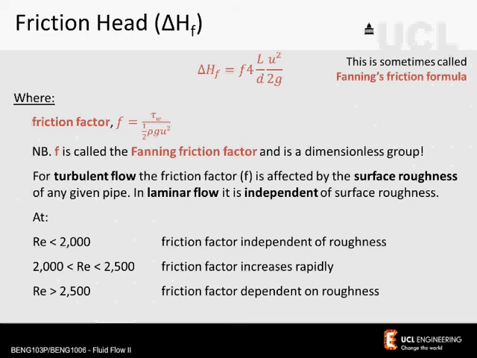For turbulent flow, the friction factor is affected by the surface roughness of a given pipe. So the rougher the surface, the more friction will be generated. But in laminar flow, it's completely independent of surface roughness, and in fact is only affected by the Reynolds number in the pipe. So at Reynolds numbers of less than 2000, the friction factor is independent of roughness. At Reynolds numbers between 2000 and 2500, the friction factor increases rapidly and the relationship becomes non-linear. And then at Reynolds numbers over 2500, the friction factor becomes dependent on both roughness and Reynolds number.